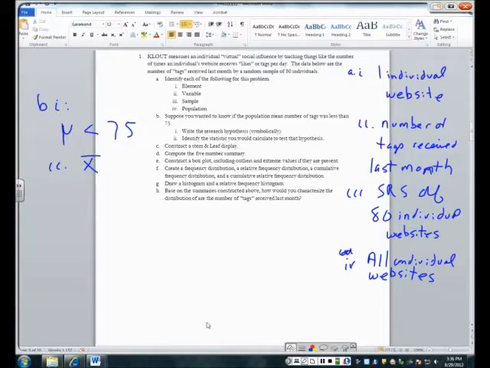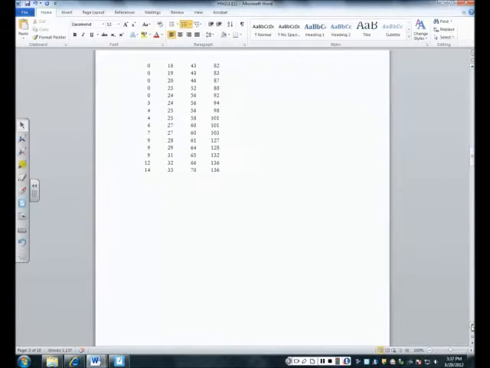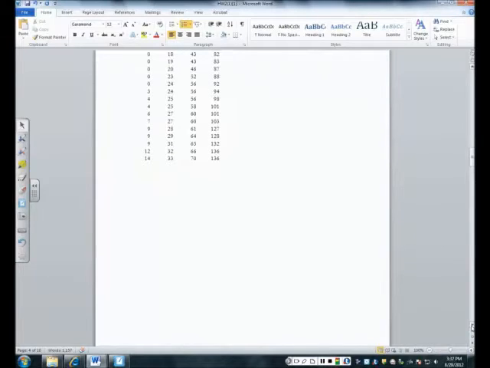Okay, if you need to hit pause, go ahead. I'm going to, as quickly as I can here, move down the page. Okay, so here are the actual values from the problem. And the first thing it asked you to do was a stem and leaf display.